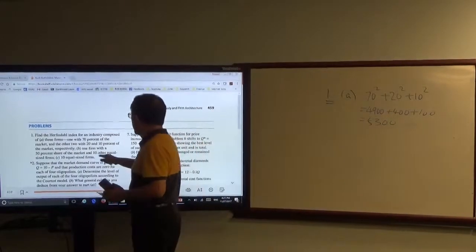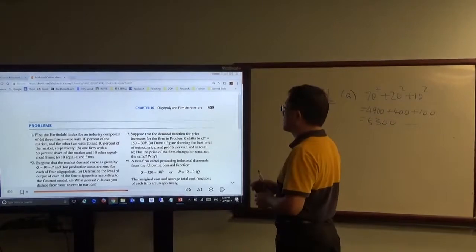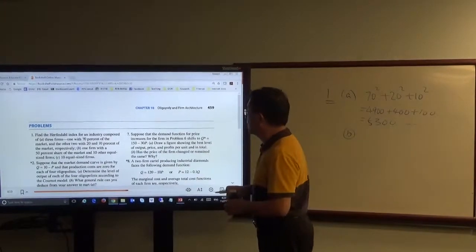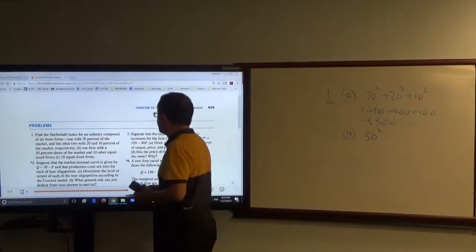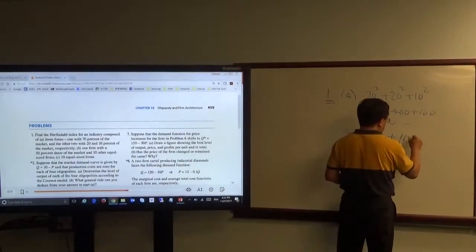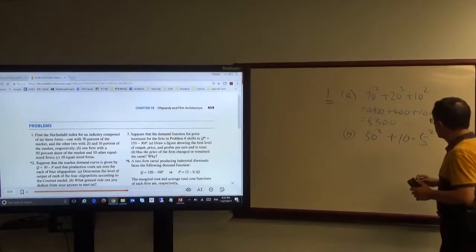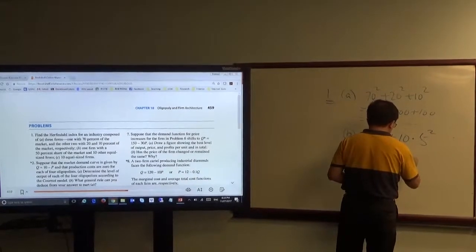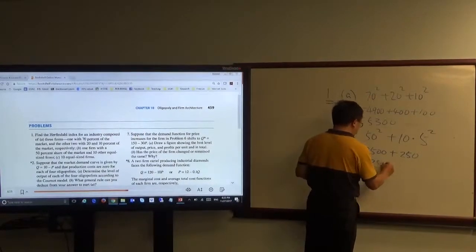And B: one firm with 50% market share, and 10 other equal-sized firms. So how to do B? One company is 50%, so that would be 50 squared. Then we have 10 other companies, so 5% each. So it will be 10 times 5 squared, because 5 squared each. So this will be 2,500 plus 250, so that would give us 2,750.